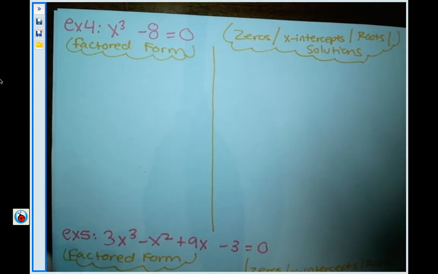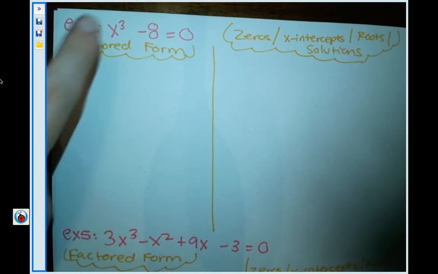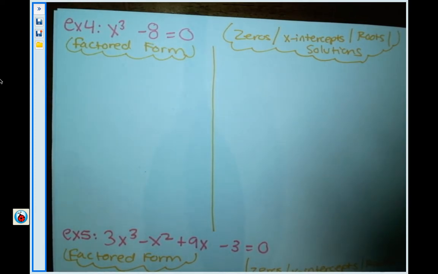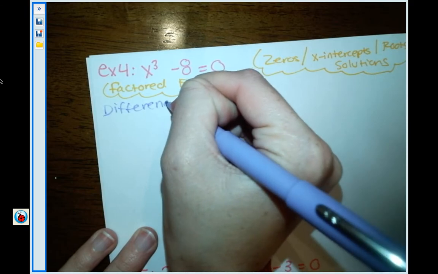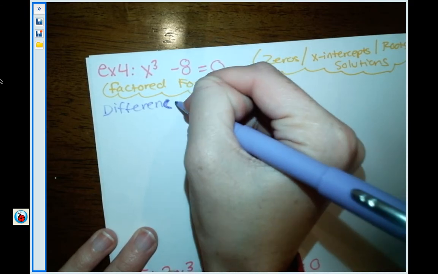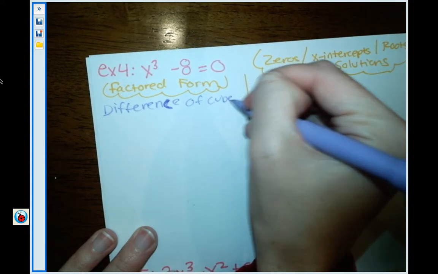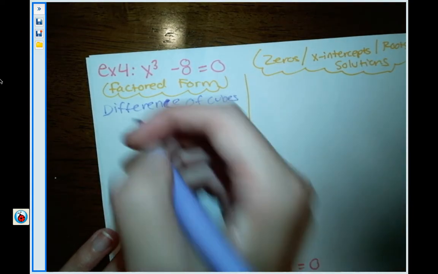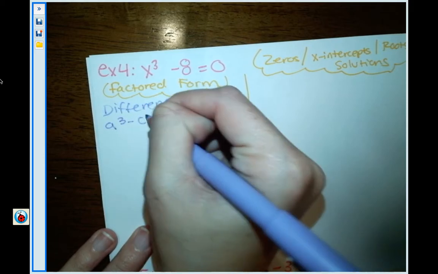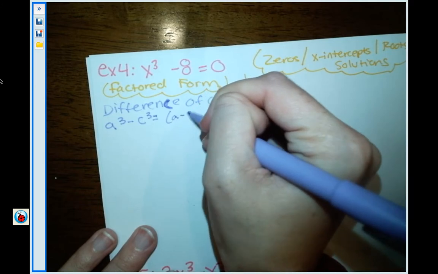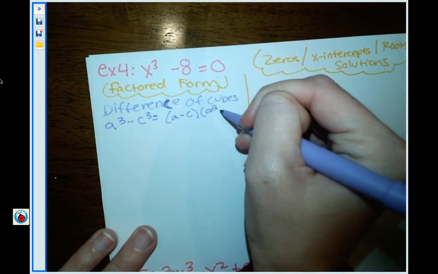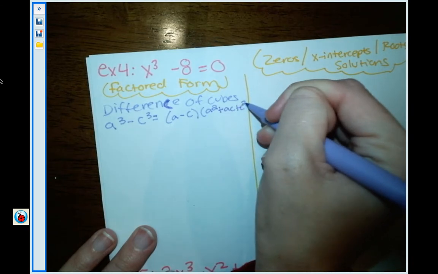Okay, so 8 is not a perfect square, but x to the third and 8 are perfect cubes, which means I can cube root each of these. So the factoring technique we're going to use is a difference of cubes. Sorry guys, I wrote that wrong, it should be a C. Difference of cubes states if you have two perfect cubes that are subtracting, after you cube root them and get your a and your c, you subtract the a and the c, and then you do a squared plus ac plus c squared.